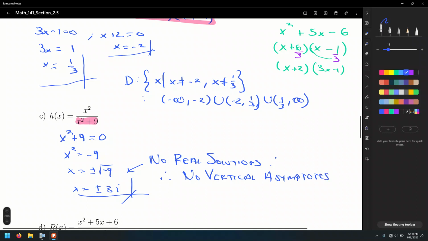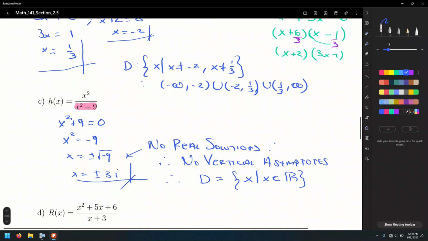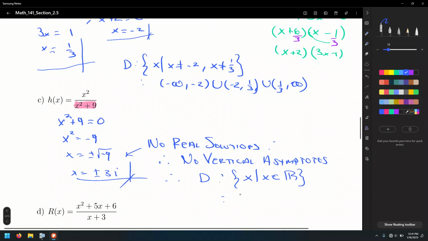No vertical asymptotes, and therefore the domain will be x such that x belongs to the set of all real numbers. That's the fancy way to write all real numbers as set builder notation, but of course using interval notation, negative infinity to positive infinity. So yes, question? Is i equal to the square root of negative 1? The square root of negative 1, exactly. That's what gives rise to the imaginary numbers. And in this case, we're only caring about real numbers, no imaginary numbers at all. All right? So that's one more example about it.